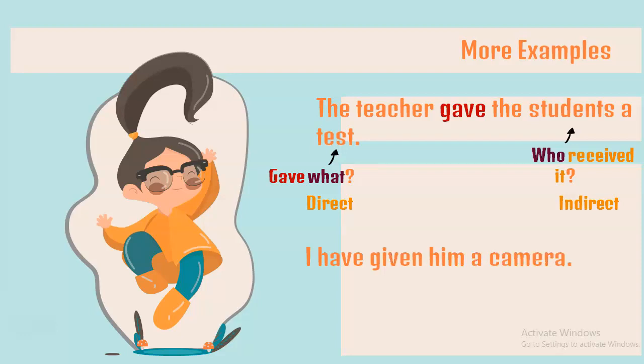In the second sentence, I have given him a camera. Given is a verb here. Given what? A camera. So, a camera is the direct object of this verb given. And who received the camera? Who received the direct object? Him or he. So here, him is the indirect object of the verb.